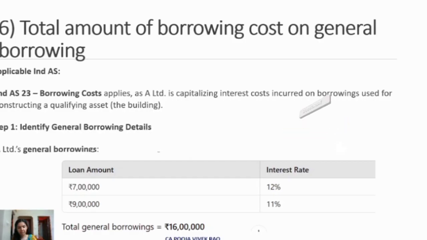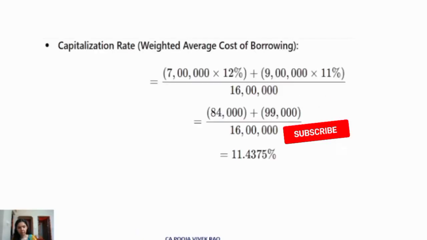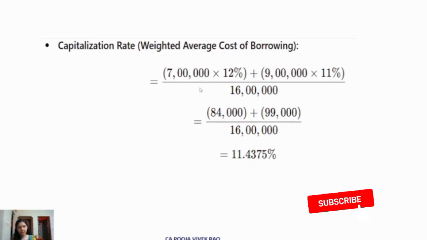After this, the next step will be to compute the weighted average cost of borrowing. This we had already computed, I think, in the question number 4. Yes, right. In the question number 4, we have computed this. Capitalization rate, that is weighted average cost of the borrowing. There are two borrowings, 7 lakh into 12%, 9 lakh into 11% divided by the total amount of the borrowings. So this is the weighted average cost of the borrowing.